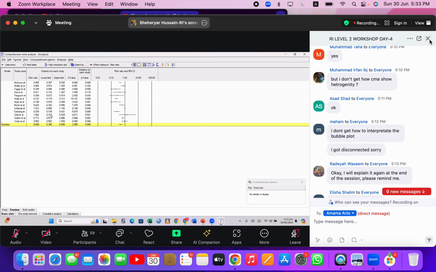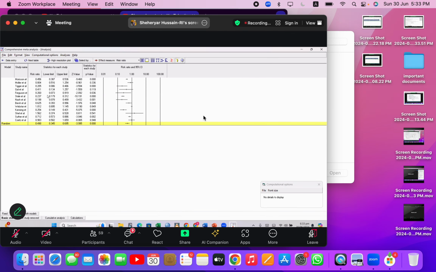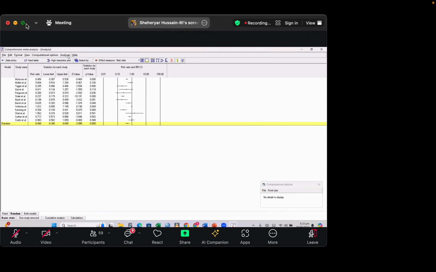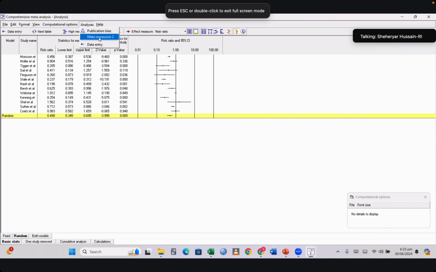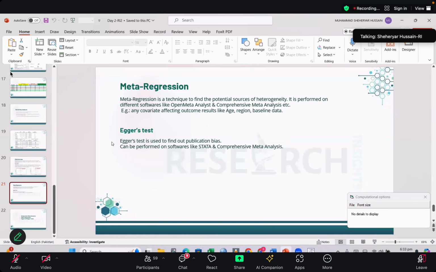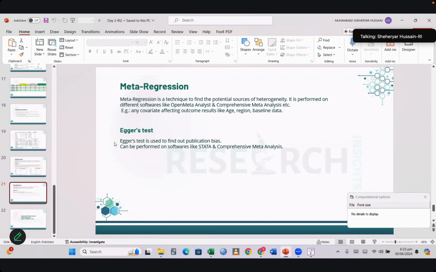So we conducted the analysis on comprehensive meta-analysis. After that, we are going to go to analysis. Here you can see the meta-regression. We are already done with the meta-regression. Now, one thing is Egger's test. In our slides, there was this thing, Egger's test. Egger's test is also used to find out the publication bias.